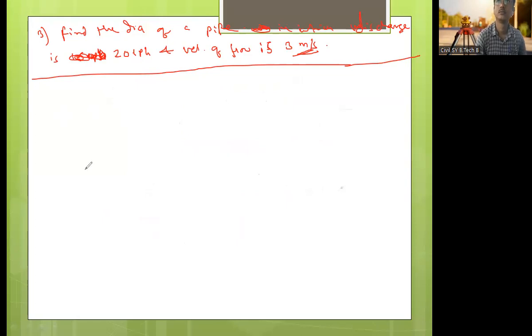Guidance problem. So given, discharge directly, Q is equal to 20 LPH, and velocity is equal to 3 meter per second. We have to find the diameter of the pipe. How to convert this 20 LPH to meter cube per second?